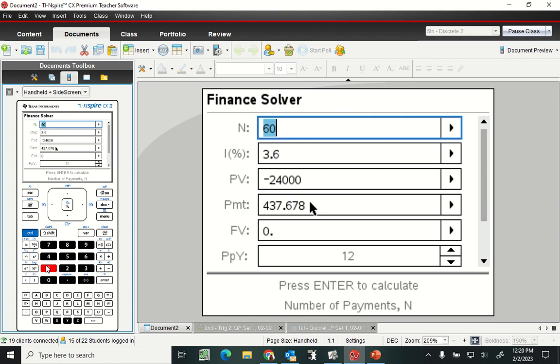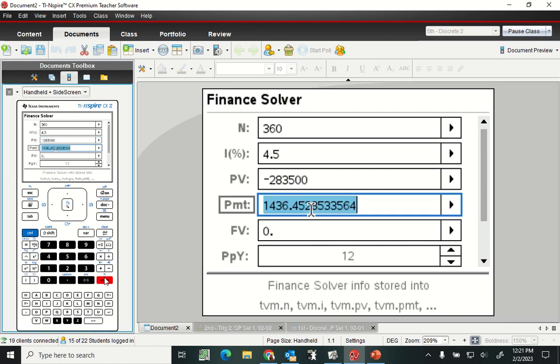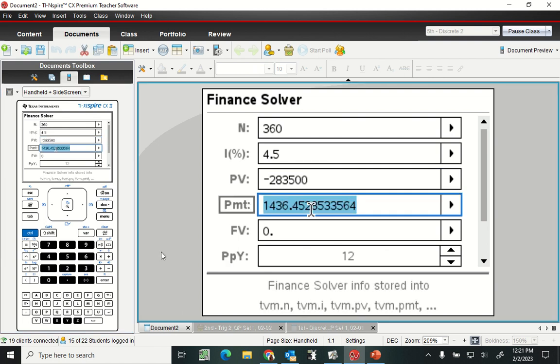How many years is this loan? 30. So I'm going to put 30 times 12. My percent, 4.5. The present value, 283,500. Payment 1436. And then future value, I want it to be 0 because I'm borrowing money, right? Yes. Okay, so I'm going to calculate payments. 1436.45.